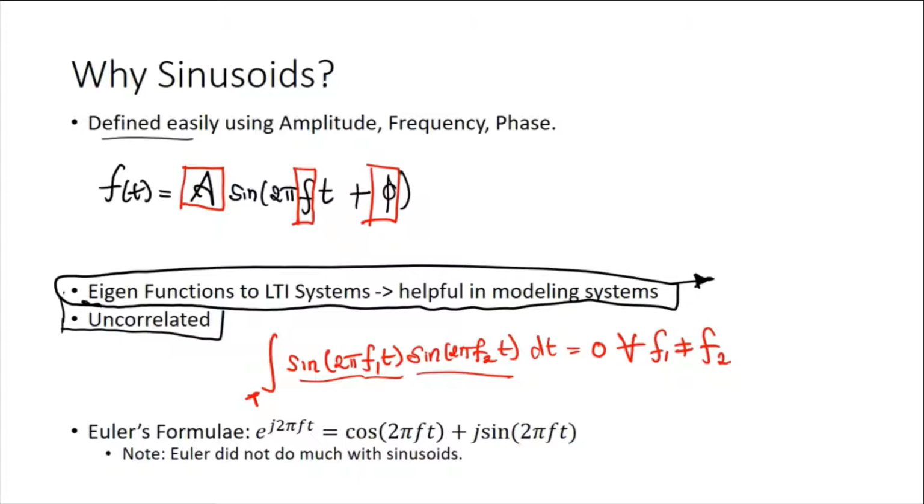So if I say a function is made out of two sine waves of two different frequencies, then you cannot express, say, sine 2 hertz as a function of sine 1 hertz. No, you cannot do that, because there is no correlation between sine 2 hertz and sine 1 hertz. So that is a very, very, very important property.